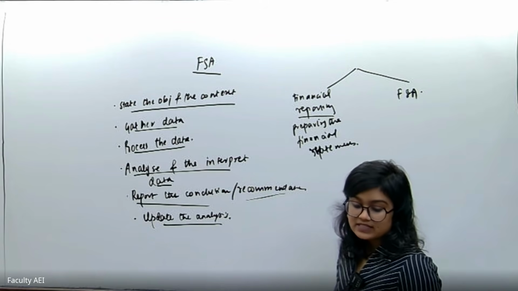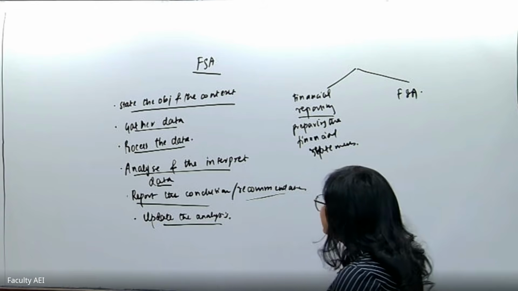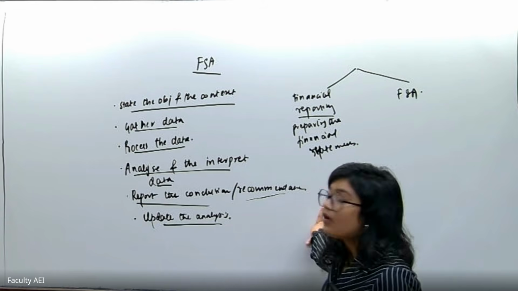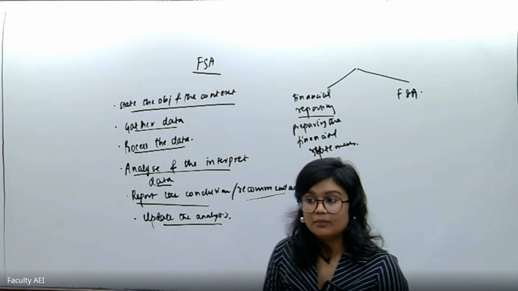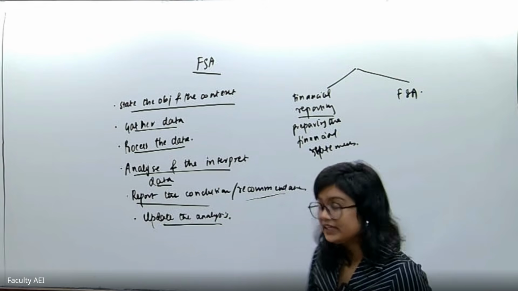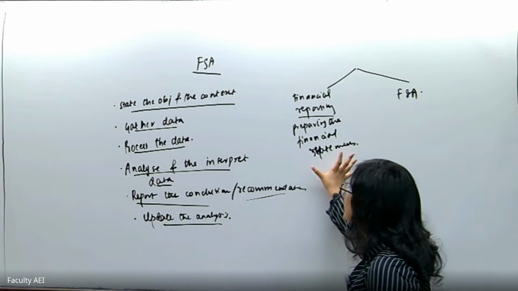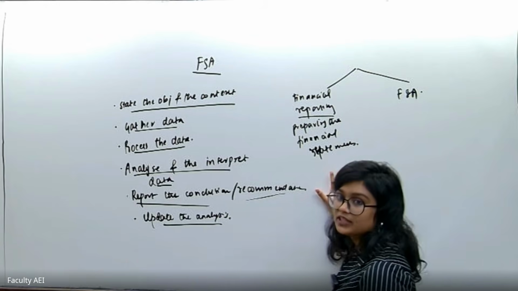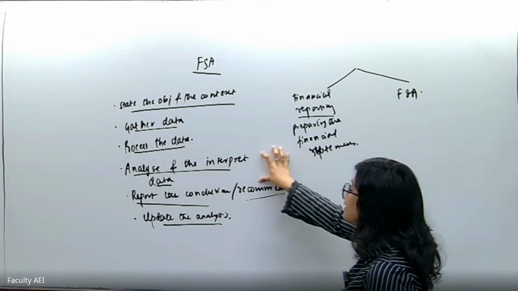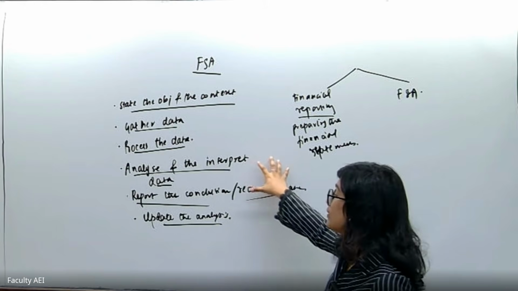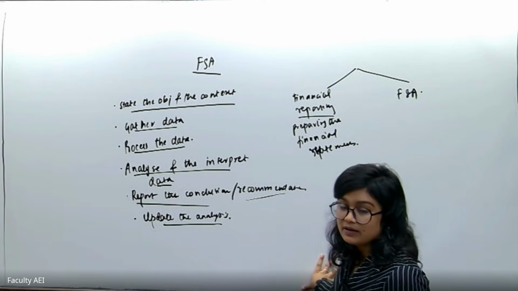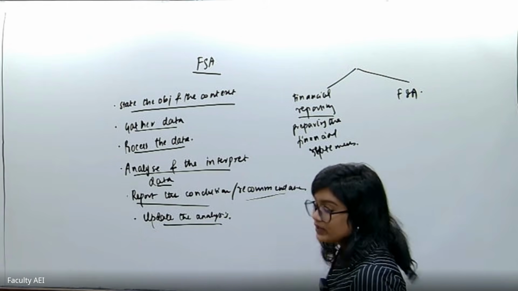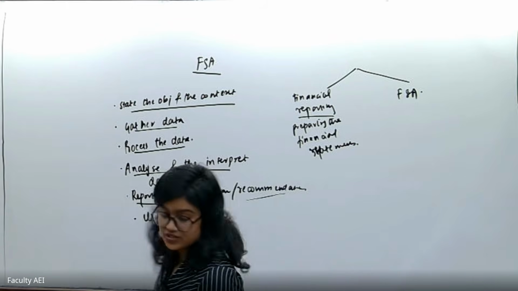Financial statement analysis is that you analyze these financial statements for whatever objective you have. You want to give debt to the company, or you want to invest in the company. So you analyze these financial statements which have been prepared by the company. You calculate ratios, you make graphs, you make conclusions and recommendations. This process is called financial statement analysis, and financial reporting is basically making these financial reports.